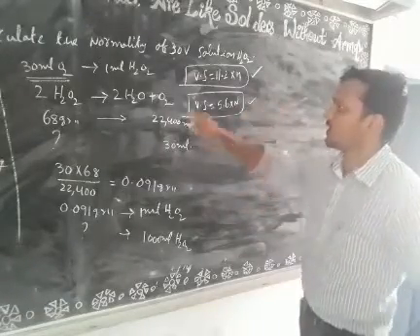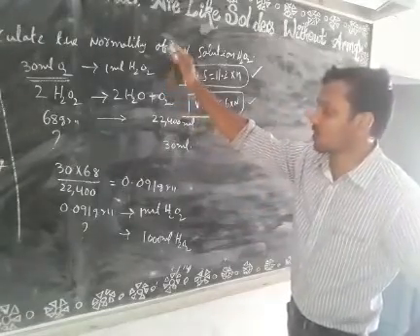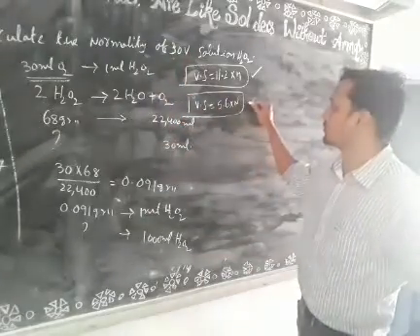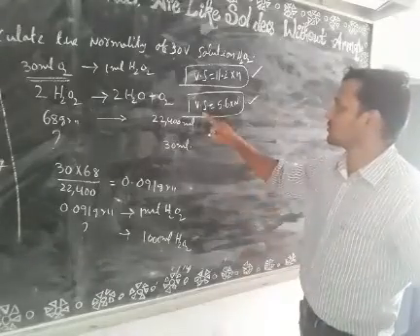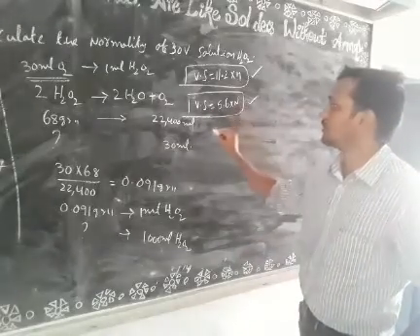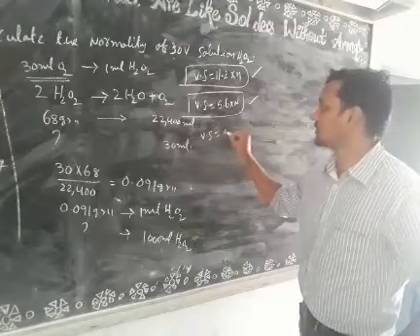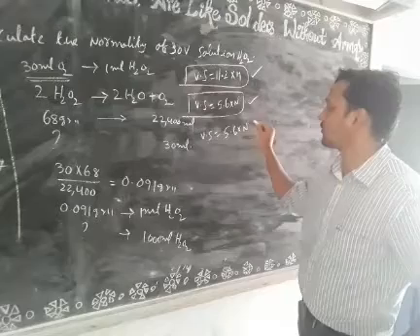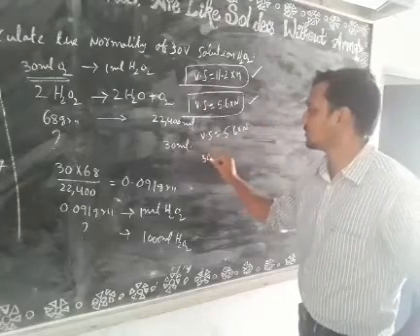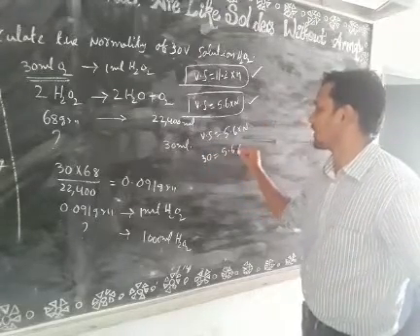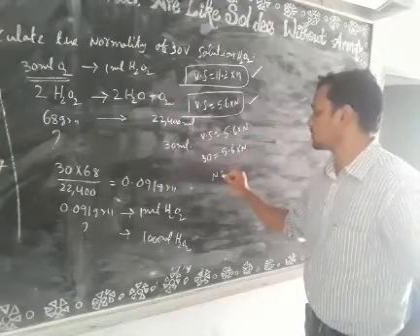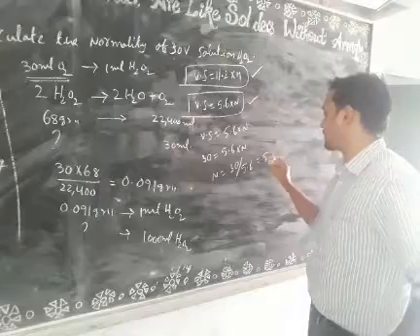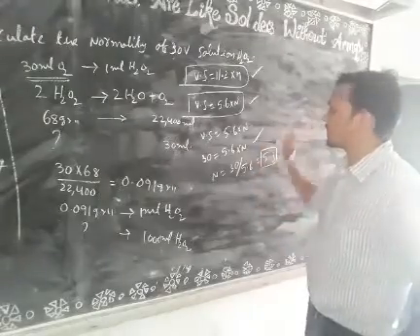In the same problem, this lengthy process is there. To avoid this lengthy process, we use this shortcut formula: volume strength equals 5.6 into normality. We don't know the normality, so we have to find it out. Volume strength is 30, equals 5.6 into normality, so normality equals 30 by 5.6. You will get approximately 5.3. So this is the shortcut method.